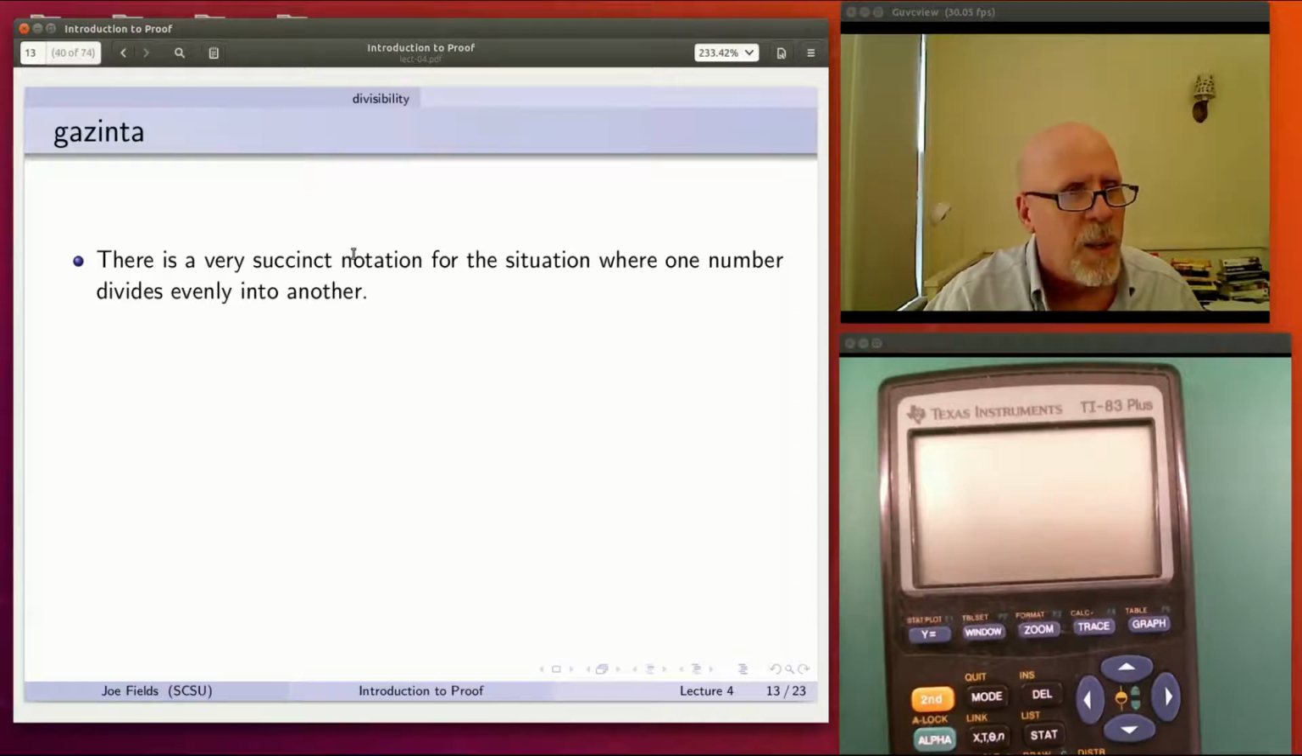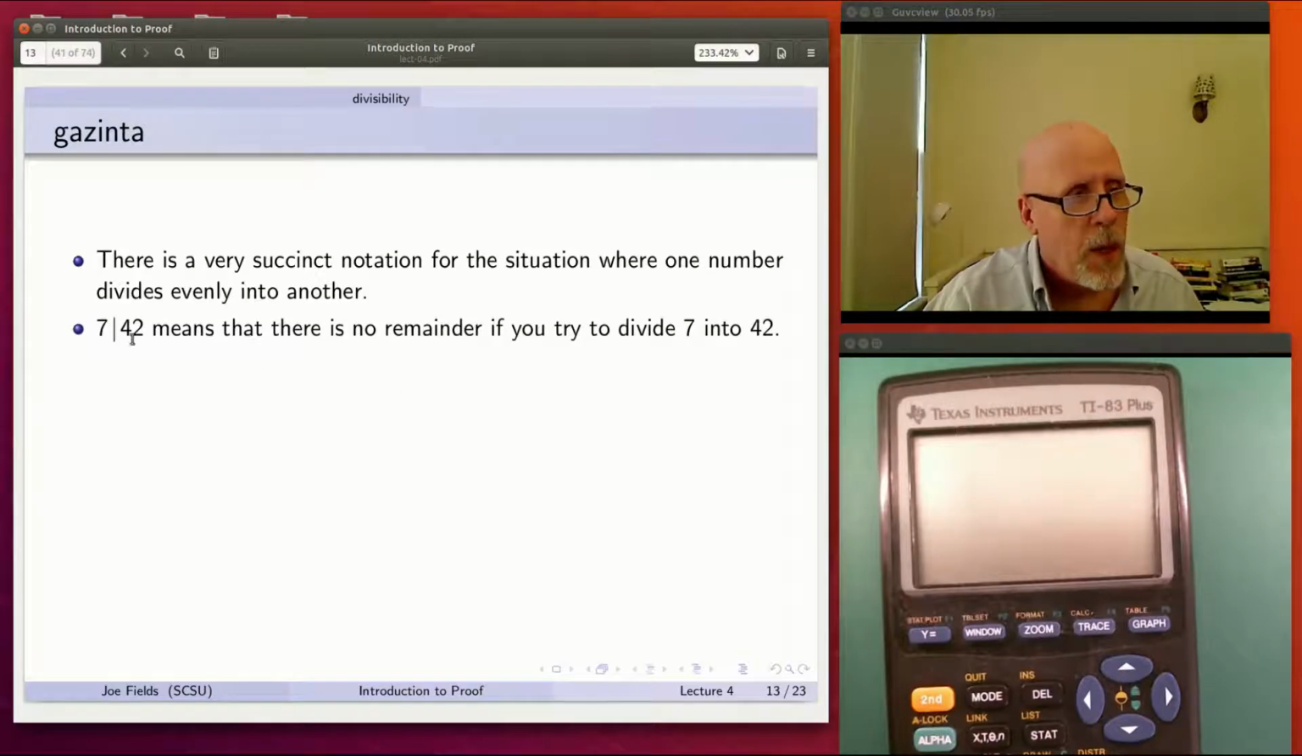But the teacher had a kind of distinct Maryland accent, and when he talked about one number dividing another one, he kept saying gazinta, like 6 gazinta 18. And a lot of us had a hard time figuring out what was meant, but it was goes into, right? He was saying gazinta, but it was divides. The better way to say it is just divides.